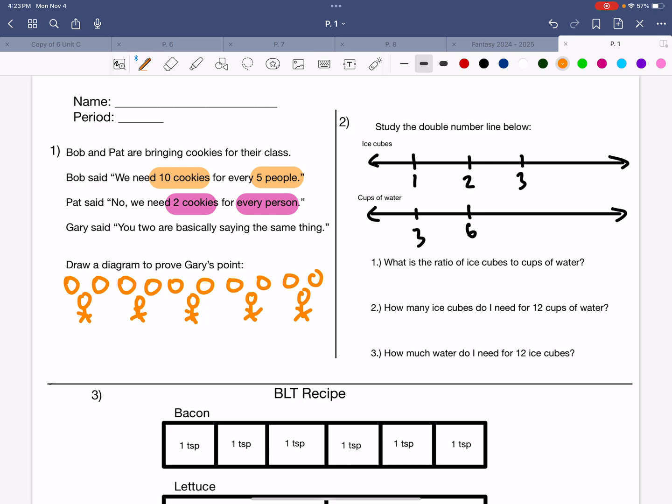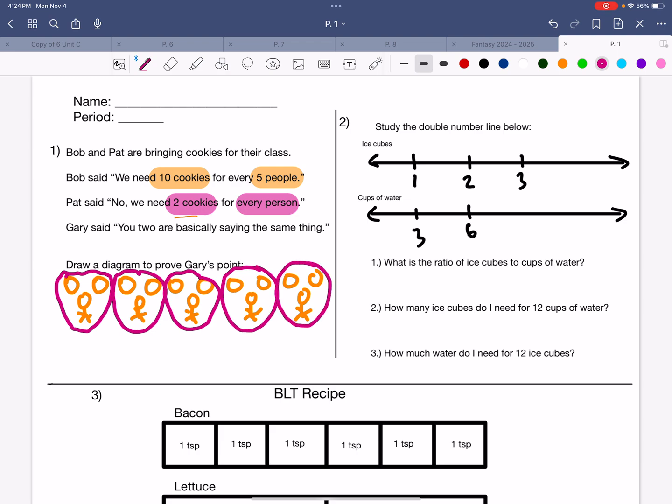So think about how many cookies each person is going to get. Think about that. How does that relate to what Gary said? Or not what Gary said, what Pat said. 2 cookies every person. Well, if I take a look, based on the diagram that we drew for Bob, if we distribute the cookies evenly, this person gets 2 cookies. That person gets 2 cookies. 2 cookies for that person, 2 more cookies for this person, and 2 more cookies for that person.